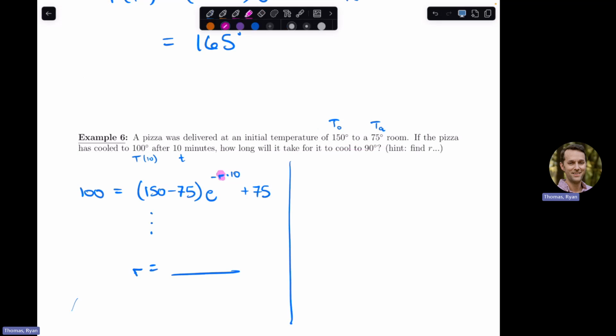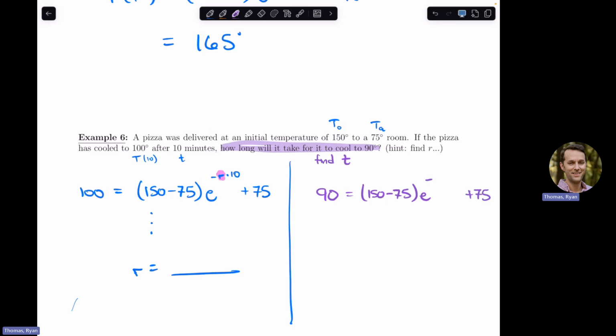Then the second part of the question says, how long will it take for it to cool to 90 degrees? How long? We want to find t. It's not 10 anymore. It's got to be a little bit longer than 10. The setup's going to look pretty similar, only the difference is now we know what r is, from over here, but we don't know what t is.